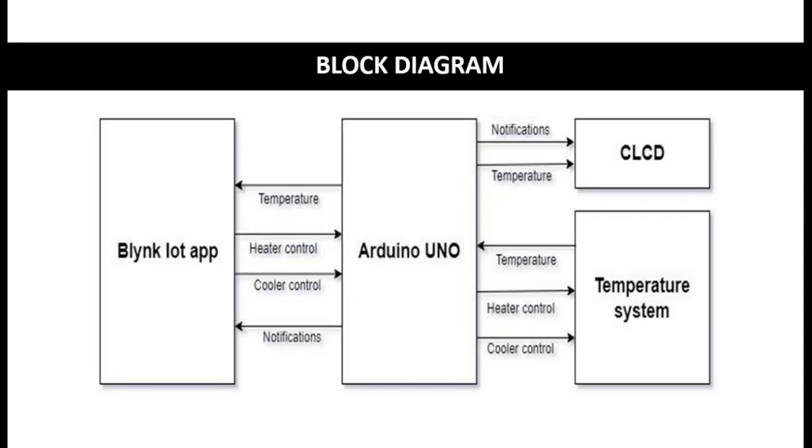Coming to the block diagram, here firstly from the temperature system we obtain the temperature to the Arduino Uno, and this is displayed on Blynk IoT as well as on the LCD. And the heater and cooler controls are in the Blynk IoT app. From this Blynk IoT, they are transferred to Arduino Uno and then they are controlled in the temperature system.